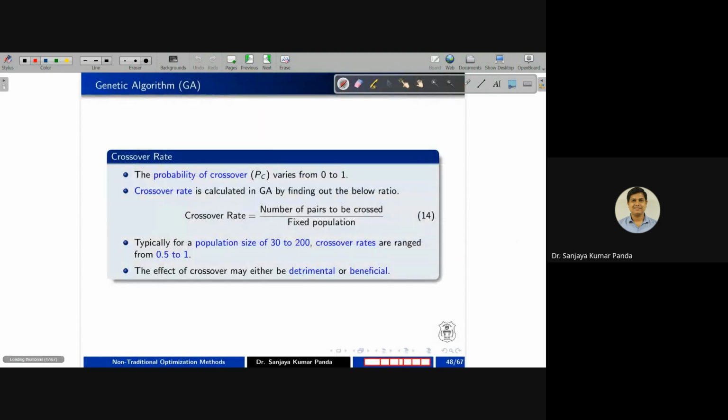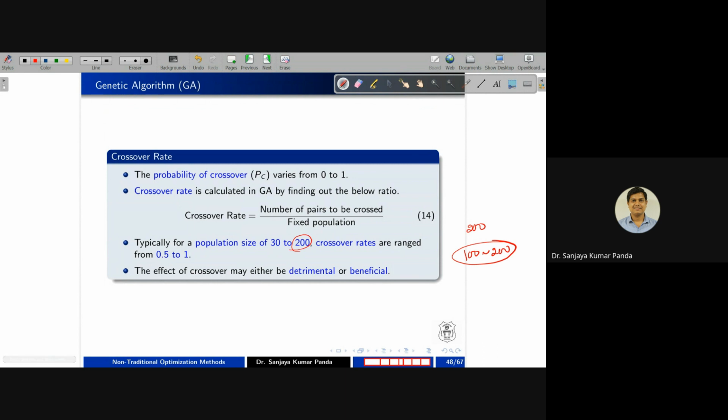So next important part is what is crossover rate. Crossover rate is nothing but the number of pairs to be crossed divided by the fixed population. Generally, crossover rate is suggested in between 0.5 to 1. Suppose you have taken a population size of 200, as it is suggested that population size is 30 to 200. So fixed population is 200. If you want to do crossover, you can do 100 crossovers to 200 crossovers per iteration.